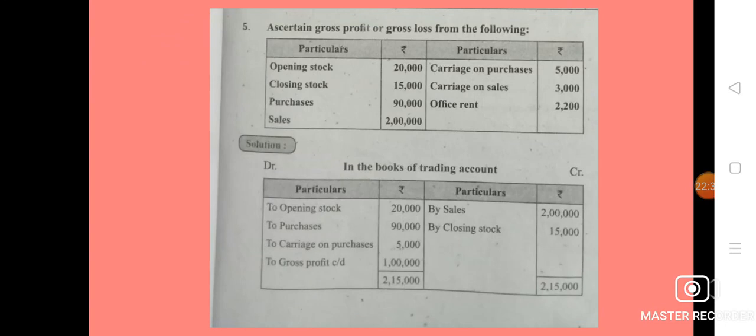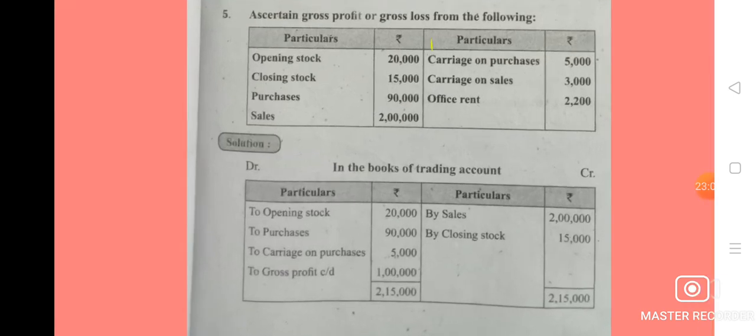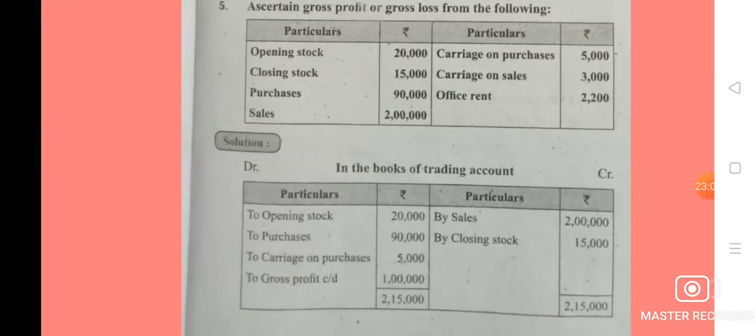Then next, question number 5. Ascertain gross profit or gross loss from the following. In the above problem they asked to prepare the trading account. In this sum, see, in this problem ascertain gross profit or gross loss from the following. So opening stock 20,000, closing stock 50,000, purchases 90,000, sales 2 lakhs, carriage on purchases 5,000, carriage on sales 3,000, office rent 2,200.